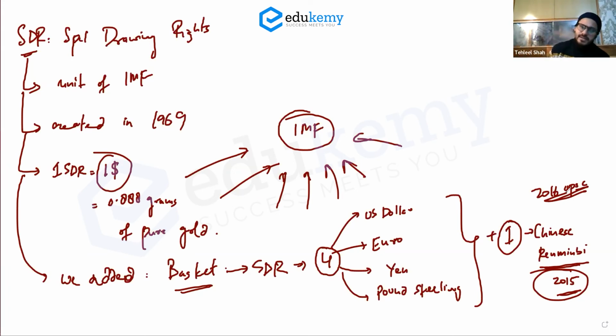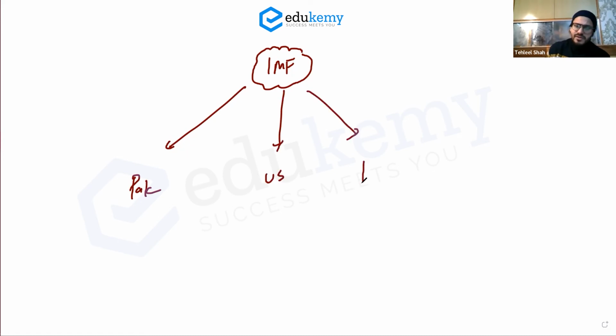अब ये है क्या असल में? Now let me give you an example. We created an IMF, right? International Monetary Fund. Now that it is an international organization. अब IMF में it has a lot of member countries. तो इसमें एक member country है, suppose Pakistan. There's a member country US. There's a member country India. Now these member countries, they have some quota at the IMF. Based on that quota, they'll have the voting right.